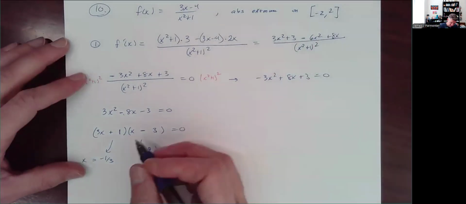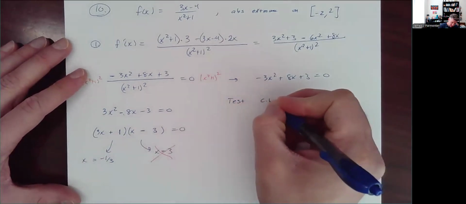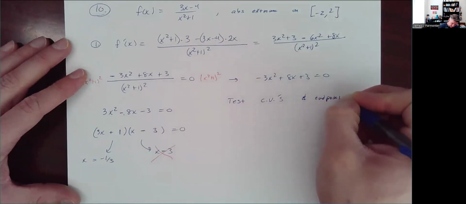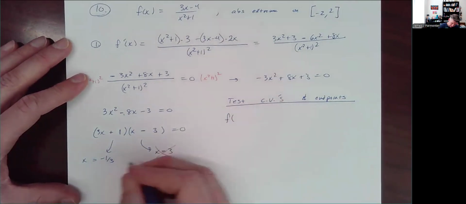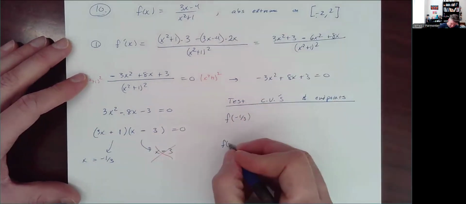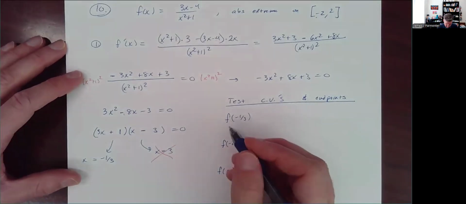So here, after you find your critical values, we're now going to test all the CVs, the critical values, and the endpoints in the original function. So we're going to look at f of -1/3. We're going to look at f of -2. We're going to look at f of +2. Okay, f of -1/3 is a little bit annoying, but let's do it here.